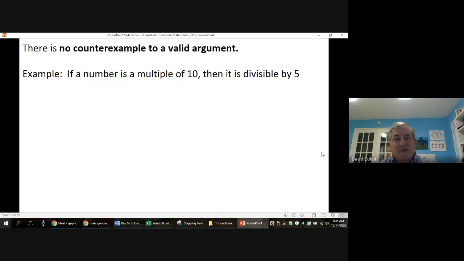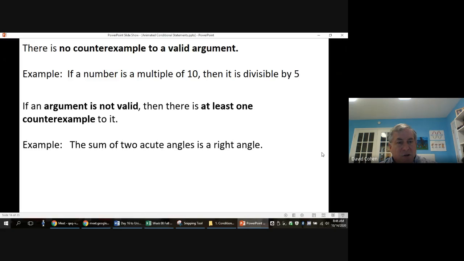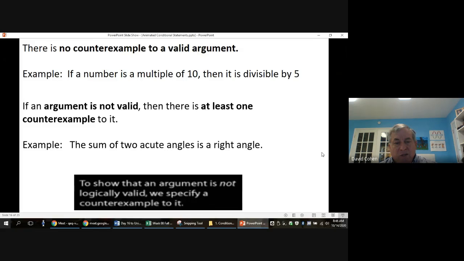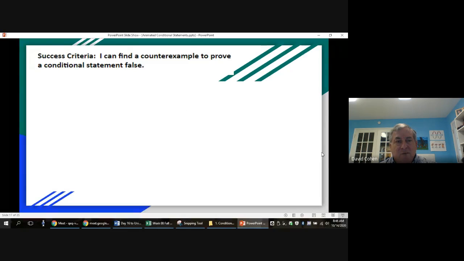There's no counterexample to a valid argument. If a number is a multiple of 10, then it is divisible by 5, always, always. So if an argument is not valid, then there's at least one counterexample to it. Here's a great one. The sum of 2 acute angles is a right angle. Well, what about 33 and 33 or 33 and 45? To show that an argument is not logically valid, we specify a counterexample to it. I can find a counterexample to prove a conditional statement false.